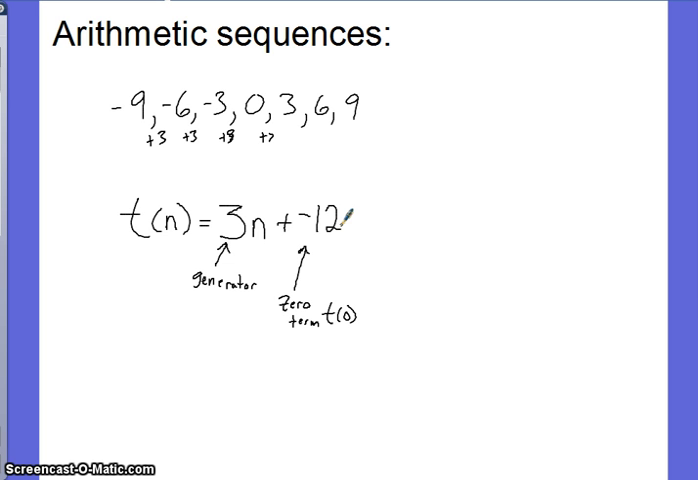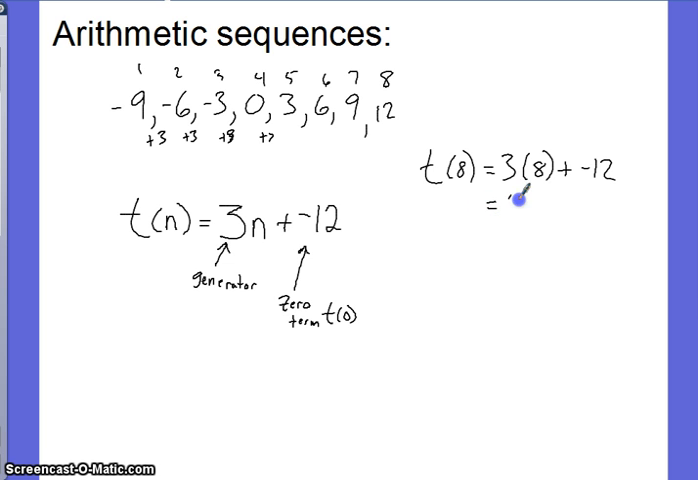Well, let's see. Here, this is term number 1, 2, 3, 4, 5, 6, 7. So my 8th term, according to this, should be 12. To check this, I'm saying that the 8th term should be 12. So we say 3 times 8 plus -12. 3 times 8 is 24, and 24 plus -12 is 12. So our 8th term is 12, so it checks out with our explicit equation. That's one way that we can write it.